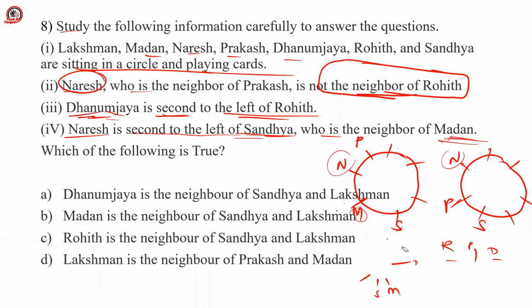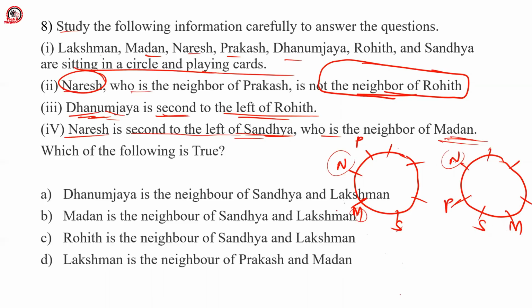Now since this is not correct, we will not consider this as a solution. So to make a solution, we will see the first and the second one. So how do we do? We'll again check if there is any proper positions available in these arrangements. Now we will see. So Dhananjay can be sitting second to the left of Rohit, right? And one more thing we forgot to mention Madan here, right? So Madan is a neighbor of Sandhya.